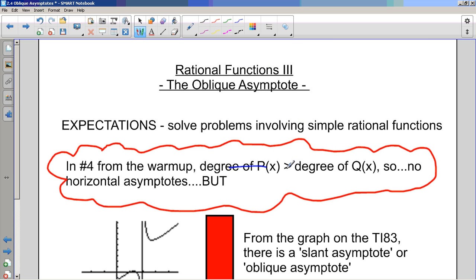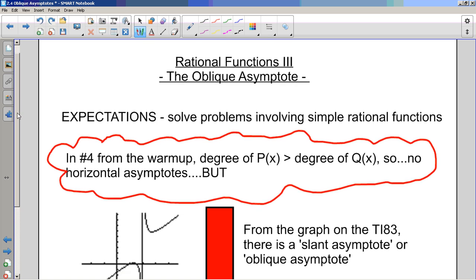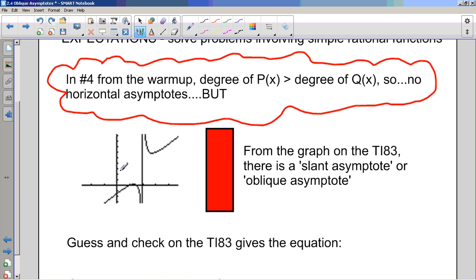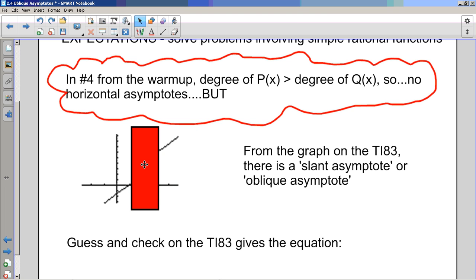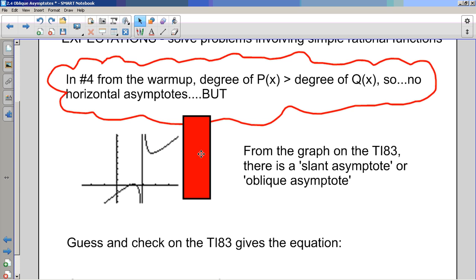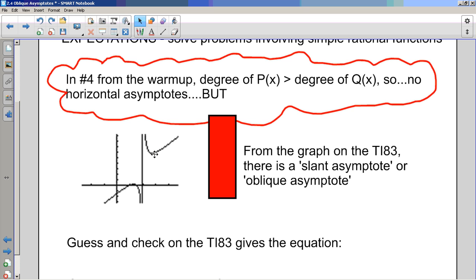And in fact, this is where we get to note number 4 from the warm-up. We knew that there was no horizontal asymptote, and this is the graph. It's kind of got to change scale. It looks like there's a slant asymptote. Right? If I were to cover that up, and of course you can't do this on your notes, it looks like a straight line. It looks like I've got a straight line asymptote here. That's not a horizontal asymptote, but a slant asymptote.